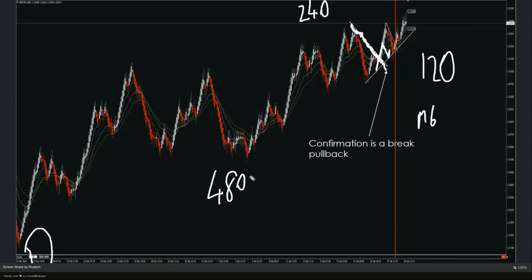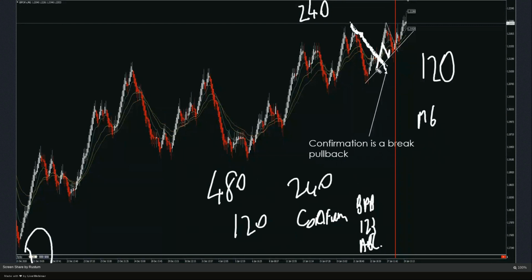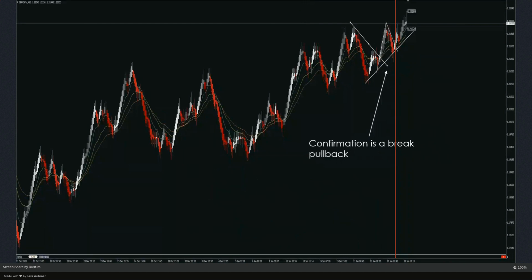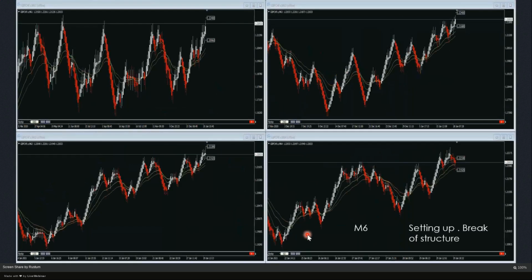So going over it again, 480, you're finding your targets. 240, you're finding your direction. 120 is going to confirm your direction by giving us a break pullback, a 1, 2, 3, and A, B, C. A break up and a pullback and then an entry. Then that confirms that you are now looking for longs. Right, then we come to the M6.